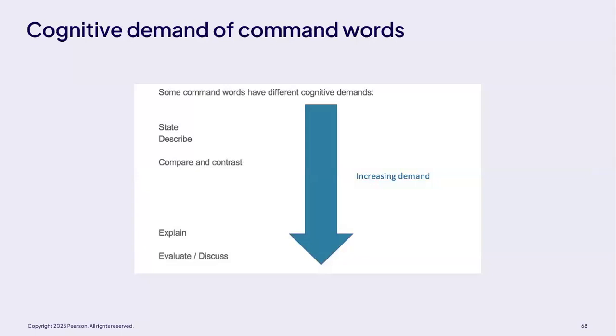So some of the command words have different cognitive demands. State and describe are lower cognitive demands because they are just recall. And then they increase in demand until you get to explain and evaluate and discuss.